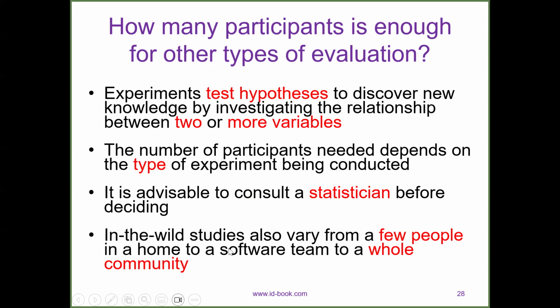In the wild, studies also vary from a few people in a home to a software team to a whole community. So when we are trying to do an experiment, how many participants are needed? That depends on the type of experiment being conducted. And for sure, when you are carrying out a research experiment, consult a statistician before deciding the number of people. In the wild studies, the number of participants can range from very few people at home to a whole software team in the community.